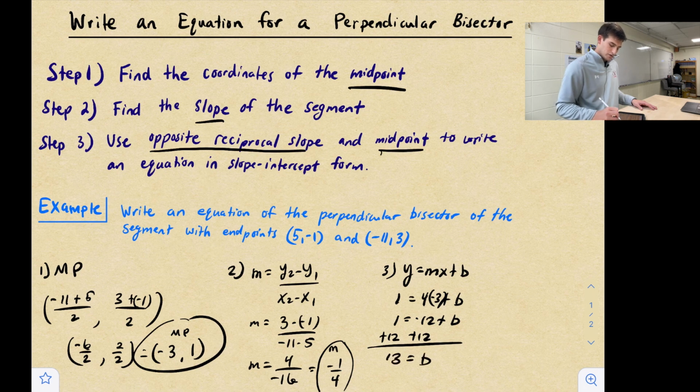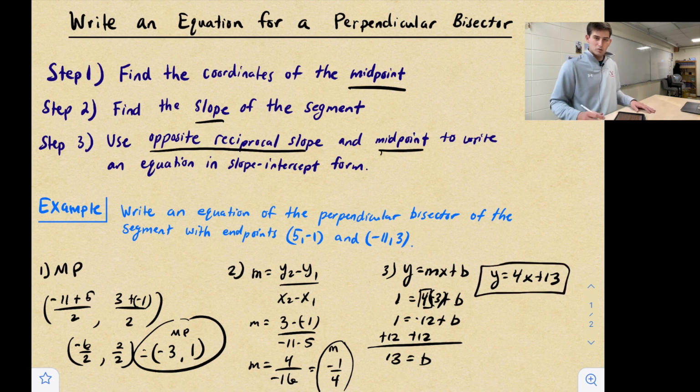And we know m, right? We plugged m into our equation right there as 4. So now we can say y equals 4x plus 13. And that is how we find the equation of a perpendicular bisector.